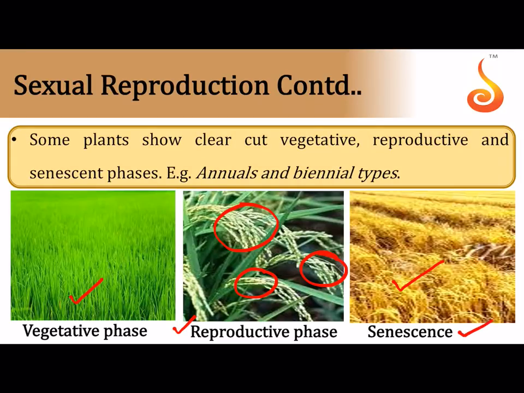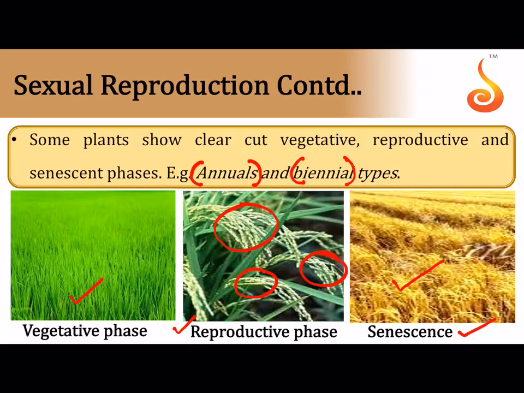See how the color has changed. That means the plants have died now. That is senescent phase. So this is clearly distinguishable in those plants which live only for a year, annual, or which live for 2 years, biennial. Isn't it? So plants living for a year and then they die, they are called annual plants.